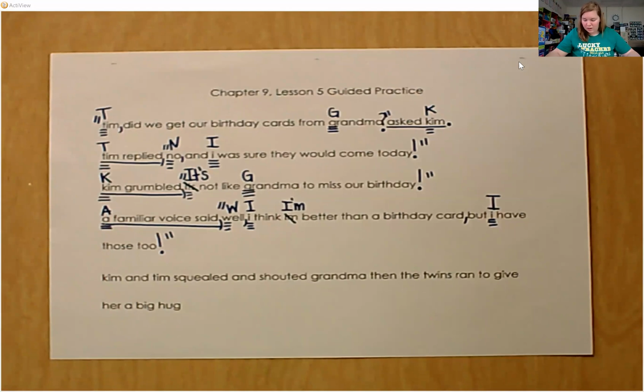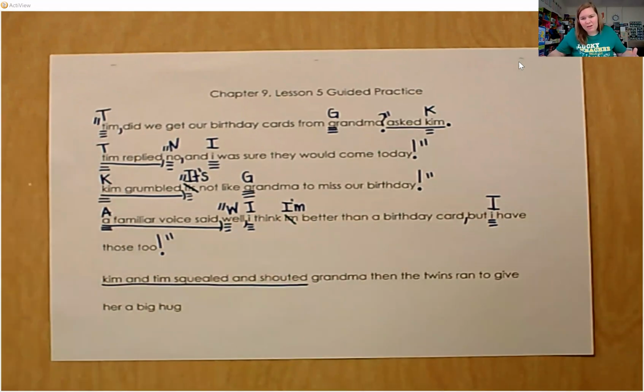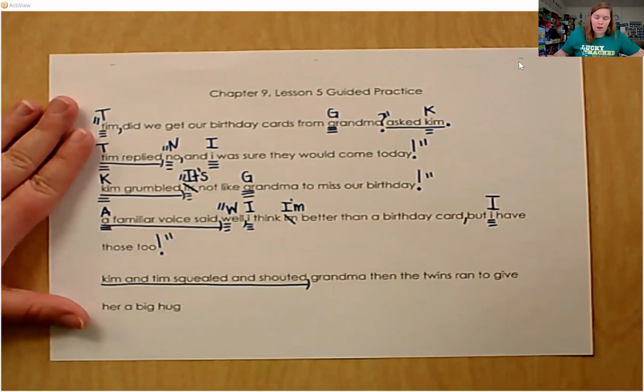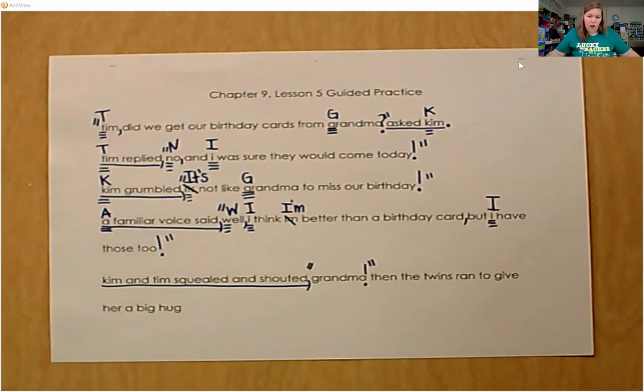Kim and Tim squealed and shouted, Grandma, then the twins ran to give her a big hug. Oh boy. Who's talking now? Kim and Tim, right? They squealed and shouted. And what did they say? They only said Grandma. They didn't say then the twins ran to give her a big hug. So we're going to put a comma, start the quote. They shouted, so it's an exclamation point, and that's all they said. All they said was Grandma.